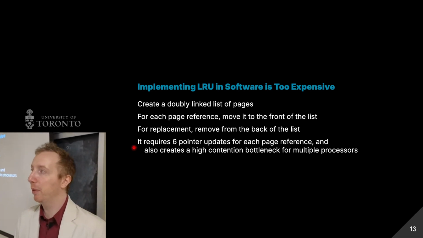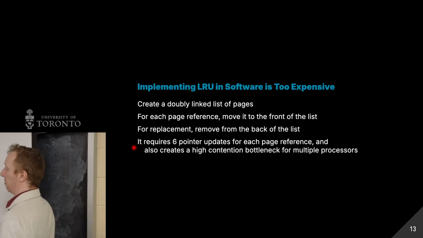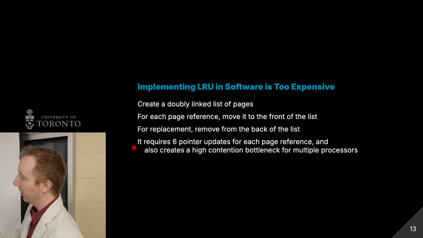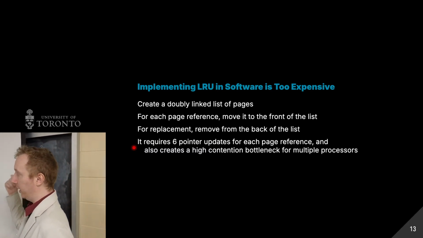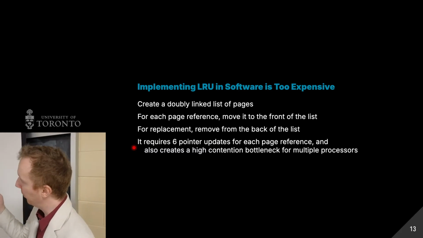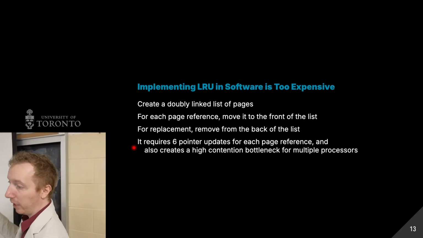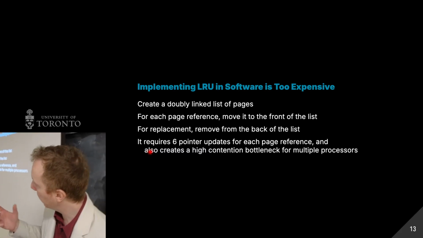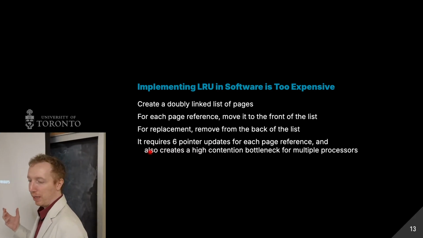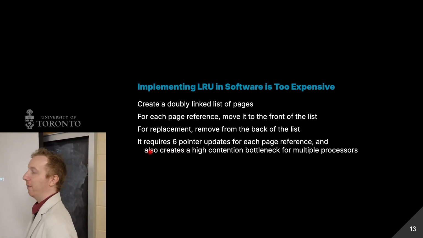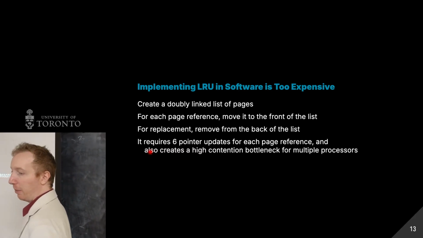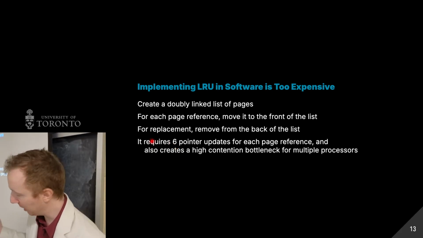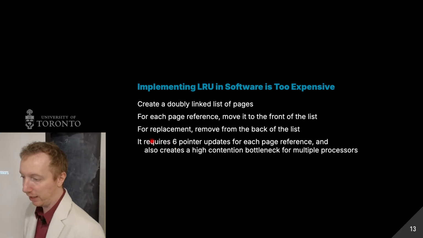But if I were to implement this, it requires, in the worst case or in the average case, 6 pointer updates for each page reference. So changing the previous and next pointer of 2 nodes and possibly the head and the tail of the linked list structure itself. So on every reference, even if I read a single byte, I have to do 6 pointer updates. Very bad trade. Even though it's a constant time operation, the constant actually matters. So 6 pointer updates is going to be way too much if I'm only accessing a single byte.